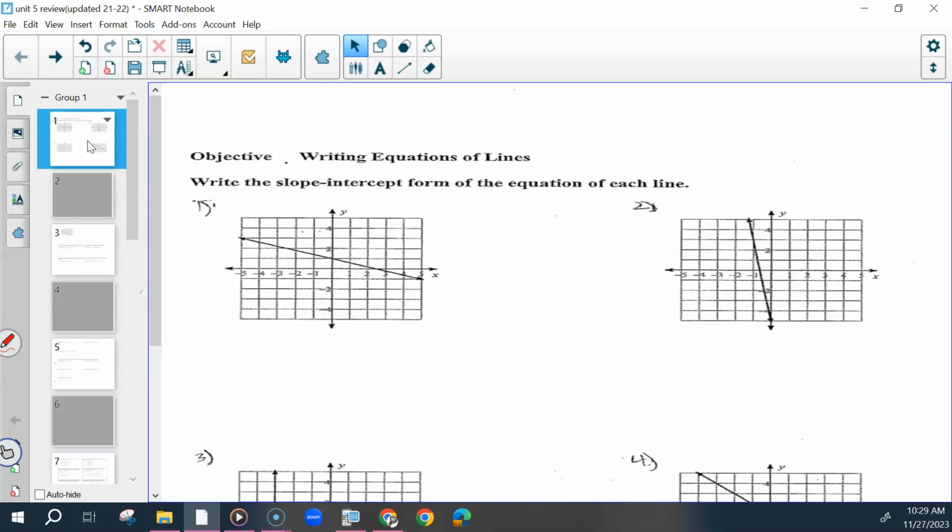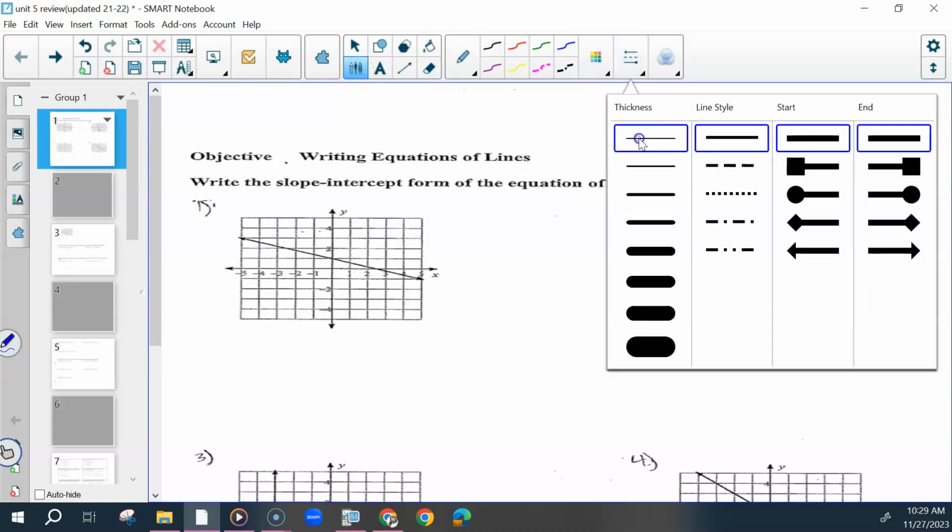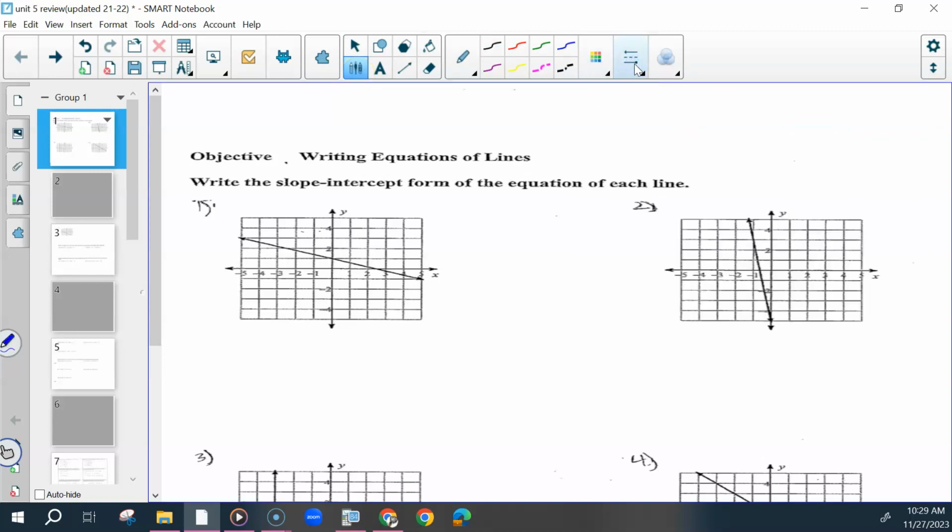For number 2, I can't tell if that passes through -4 or -5 for the y-intercept. So it's not quite at 4 because the line doesn't touch it. So I would say -5 for the y-intercept.